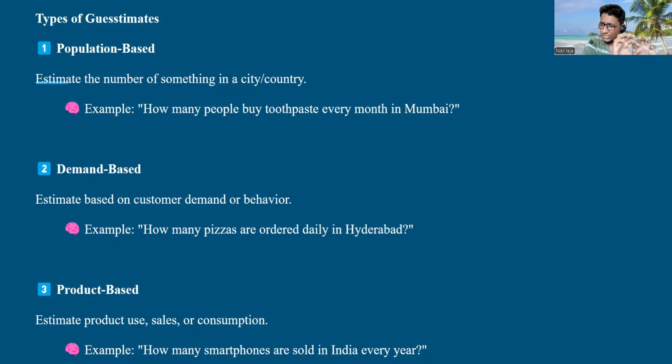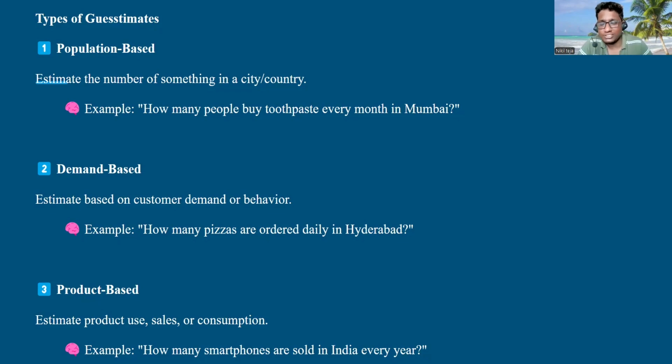Here the problem statement is very vague, guys, very vague. How many people buy toothpaste every month in Mumbai? We didn't have proper data. We didn't have exact data. Forget about exact data, there is no data at all. The problem statement is also very vague, but we will be thinking in a structured and logical way, and we will be coming up with an answer. So don't worry, guys. In the next videos, we will be learning about this.